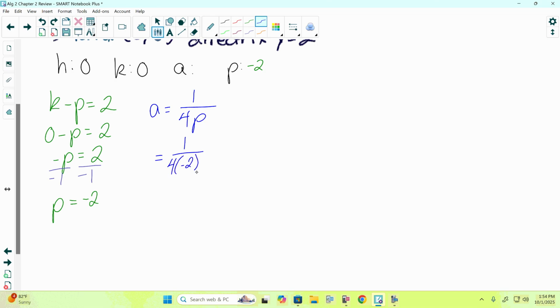Now that we've found p, we can use it to find a. a is equal to 1 over 4p. p is equal to 1 over 4a. We really need h, k, and a to find the equation, but to find a, we have to know p. 1 over 4 times negative 2. We can throw in the calculator just like that, and it'll tell us that it's negative 1/8.